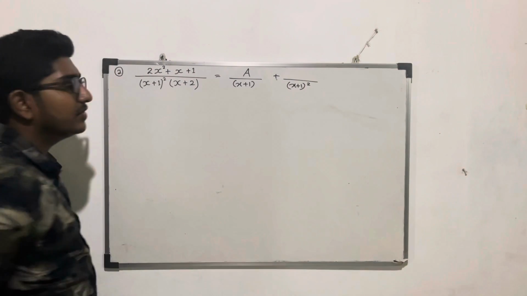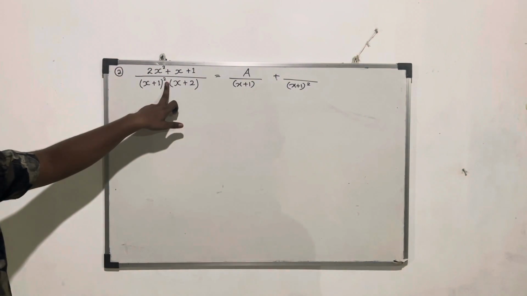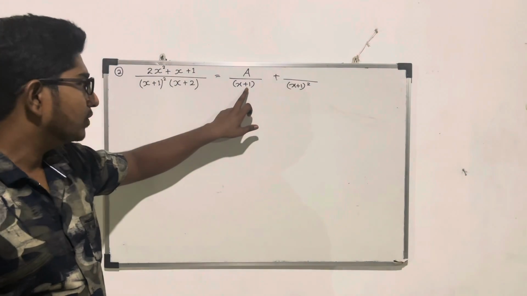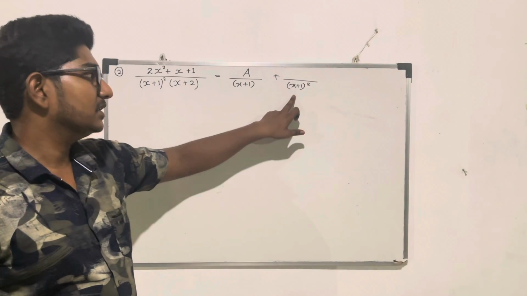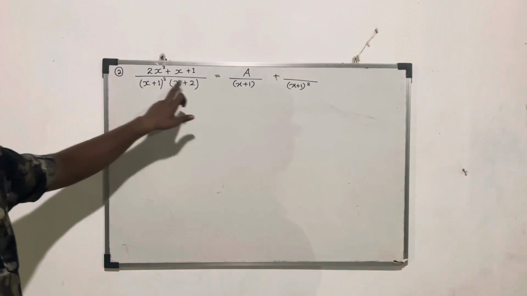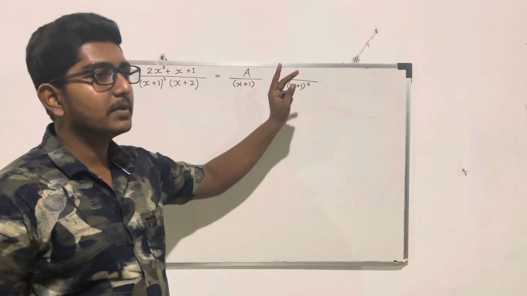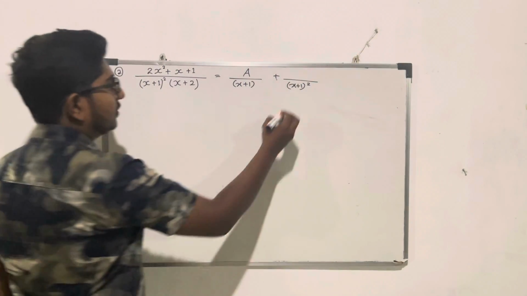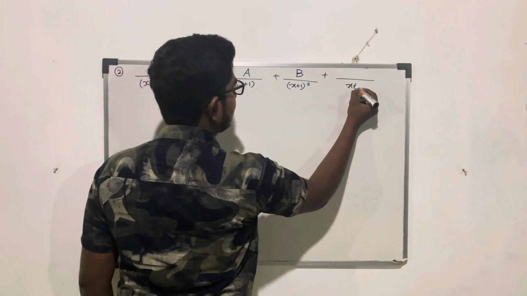When we have a linear factor raised to a different index, we have to write that factor raised to 1, that factor raised to 2, until we get this index. So here the index is 2, so we have to write x plus 1 to the power 1, x plus 1 to the power 2. For each we must have a constant. Then the next factor is x plus 2.